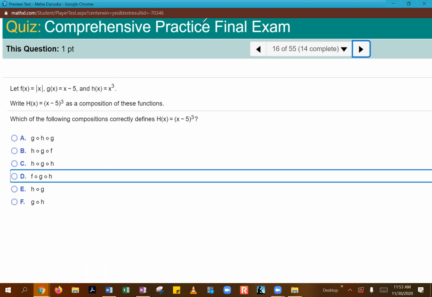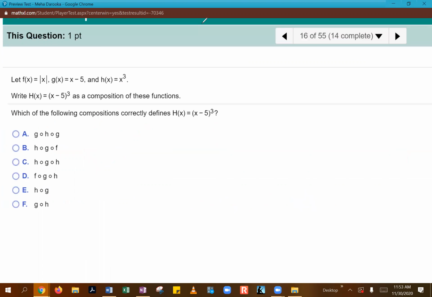I believe we had also talked about this example last time. This is about composition. So you can see this has x minus 5, which is coming from the g function. You have the third power. So that exponent of 3 is telling us it's this function. There's no absolute value in your capital H, which means you are not using the f function. So then you just have to decide, is it going to be option A because that's using G and H? Is it going to be option C, option E, or option F?